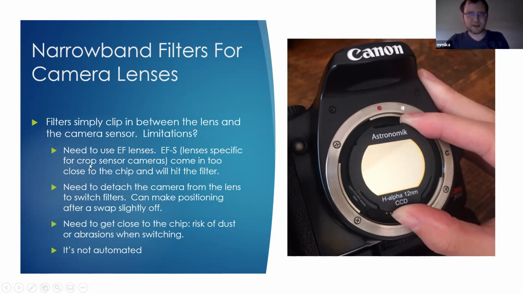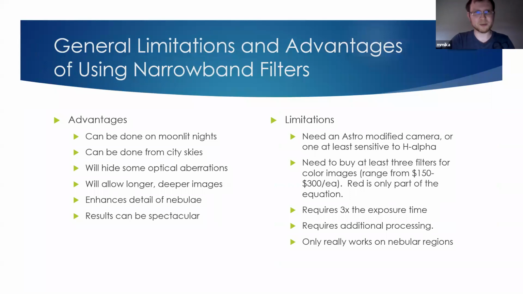And it's not automated either, but it will allow you to turn your fast camera lens into a mini telescope capable of narrowband imaging. And again, the advantages are that narrowband can be done on moonlit nights from city skies. It'll hide some aberrations. You can get some really good results with it.